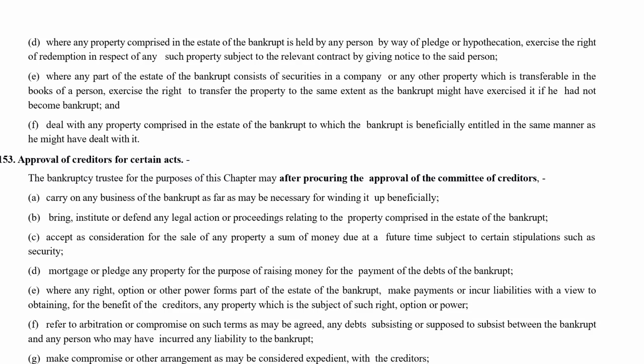Okay. So now the thing is that he is carrying on the business for winding it up beneficially. He is not keeping it as a going concern. So if they ask you a question whether during bankruptcy it can be sold as a going concern, the idea is to wind it up beneficially. Okay. As in case of voluntary liquidation. In case of liquidation, the going concern concept will prevail, but here he will carry on the business as far as may be necessary for winding it up beneficially.